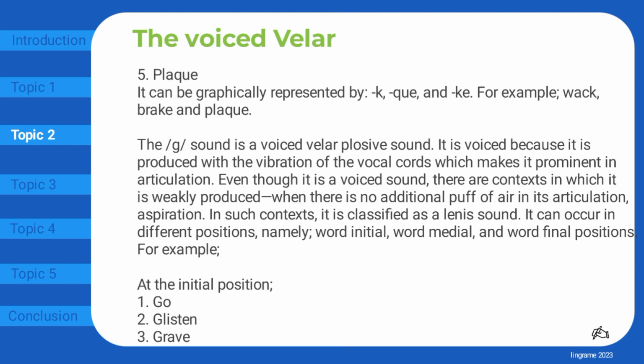The g sound is a voiced velar plosive sound. It is voiced because it is produced with the vibration of the vocal cords, which makes it prominent in articulation. Even though it is a voiced sound, there are contexts in which it is weakly produced, when there is no additional puff of air in its articulation, aspiration. In such contexts, it is classified as a lenis sound. It can occur in different positions, namely, word initial, word medial, and word final positions.